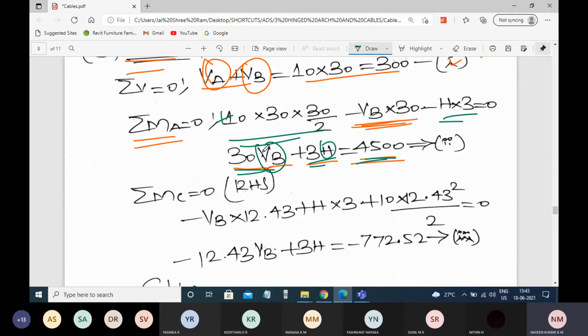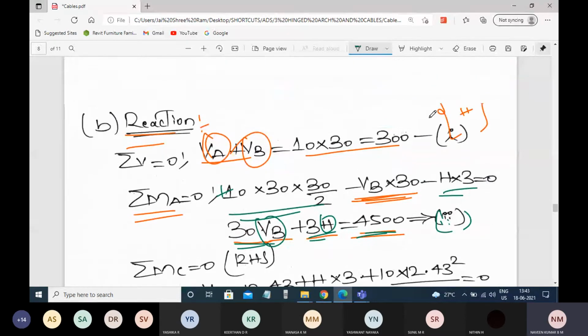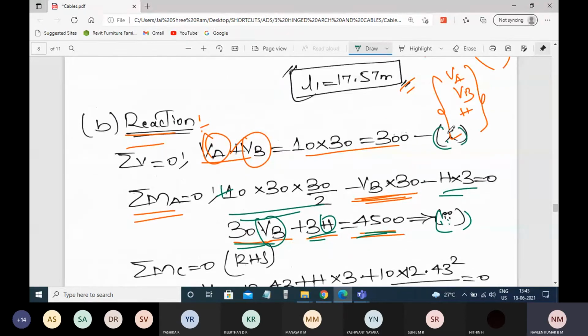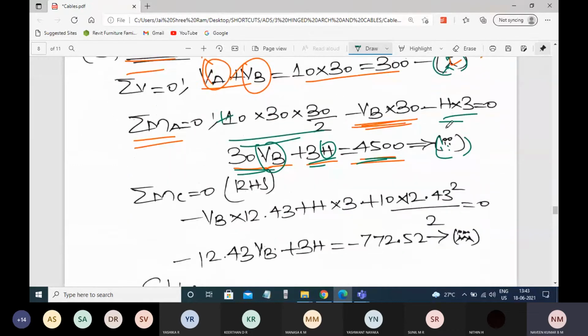Again, we cannot find two unknowns in one equation, right? So let me keep it as equation 2. Equation 1 is V plus VB. This is again two equations with two unknowns. Let me keep it as equation 1 and equation 2. Now, in order to find any one of the unknowns, we need to solve by equation, the same unknowns that you need to get.